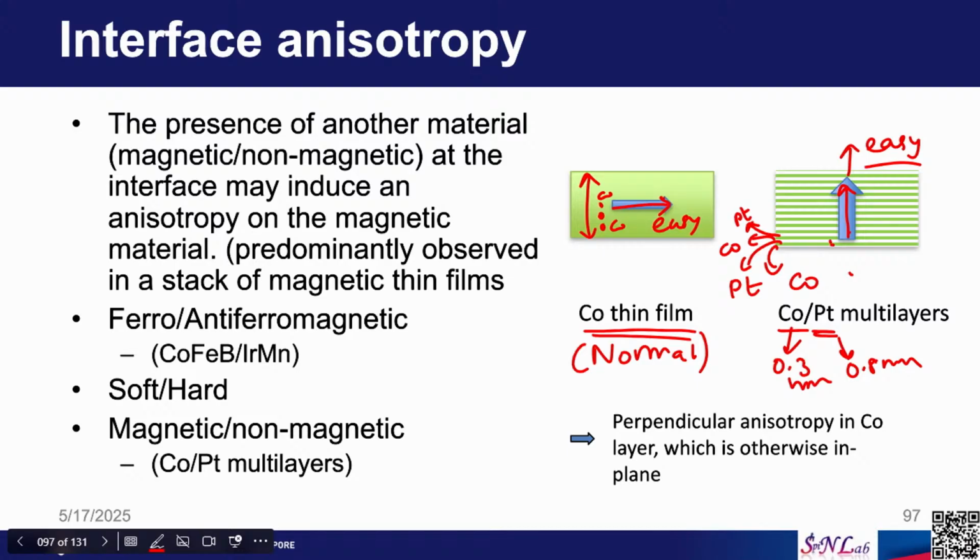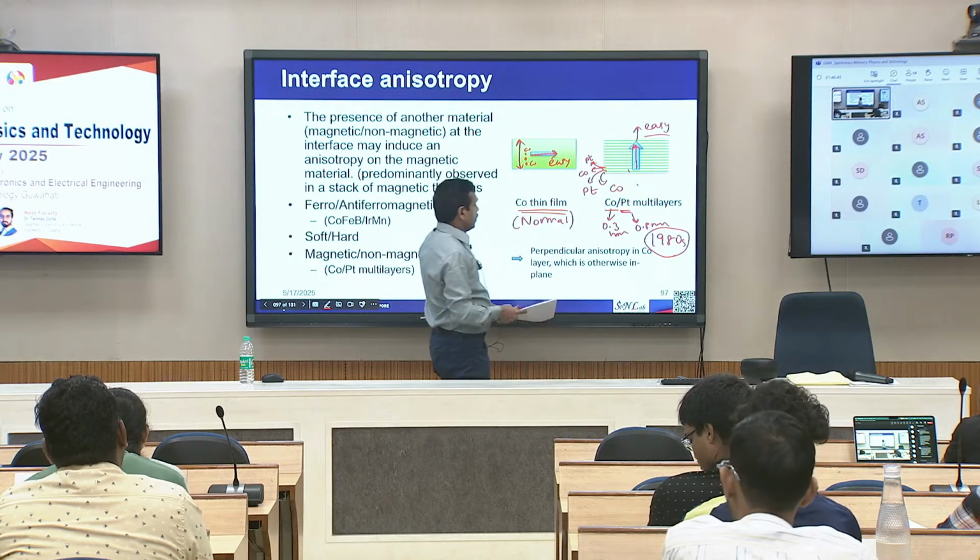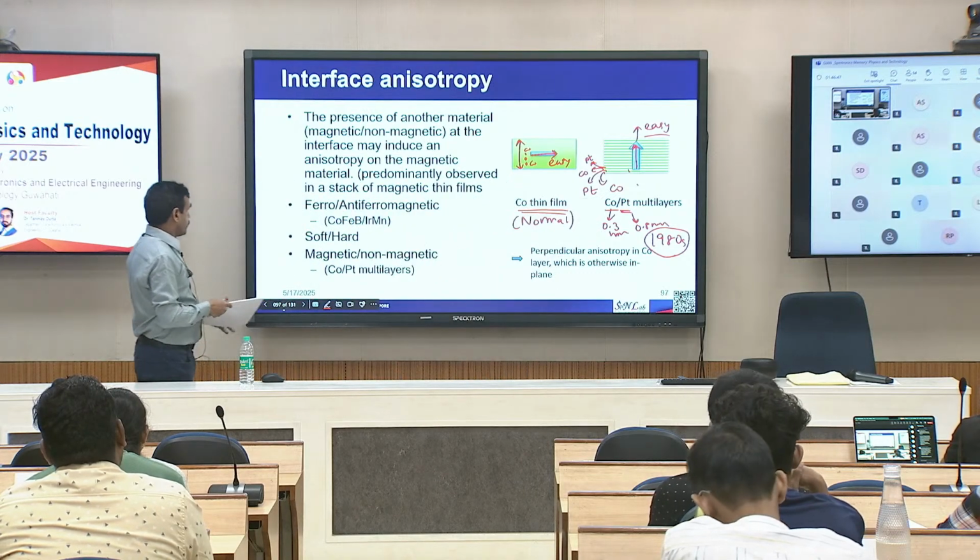So, somewhere in the 1980s people found out that when you deposit multilayers of cobalt and platinum for certain thickness, you can have the magnetization in the perpendicular direction, and this type of anisotropy is called interface anisotropy, okay, because you are creating interfaces. Okay, so, you have cobalt interfaced with platinum, platinum interfaced with cobalt and so on, and that is why you are getting this anisotropy.